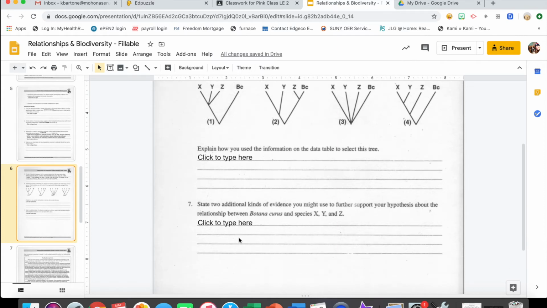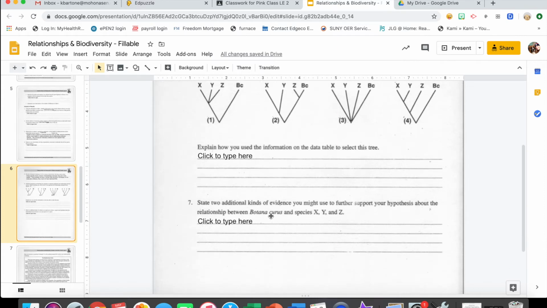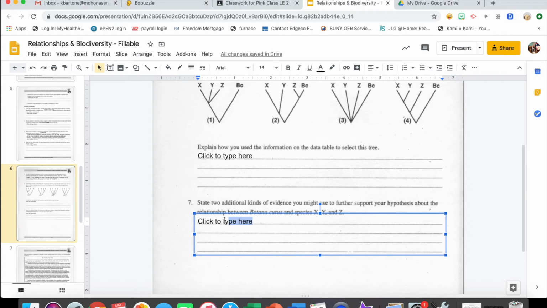Number 7 says, state 2 additional kinds of evidence you might use to further support your hypothesis about the relationship between Botanicurus and species X, Y, and Z. So this is one that people really struggle with. This is one that even I really struggle with sometimes. But here's a couple of ideas. So 2 additional kinds of evidence you might use to further support your hypothesis about the relationship between Botanicurus and species X, Y, and Z.